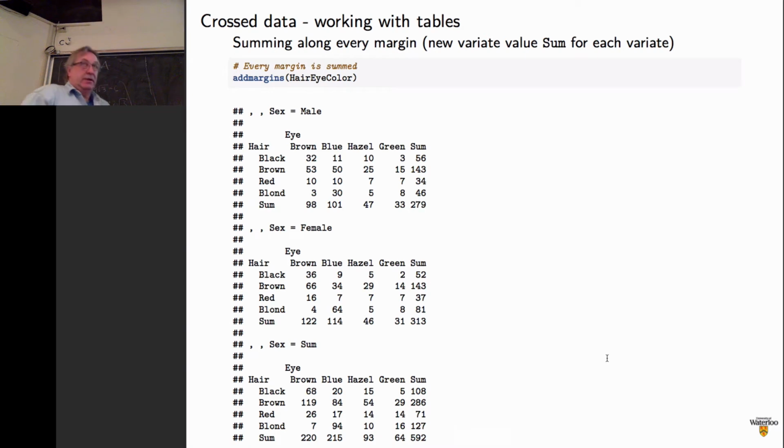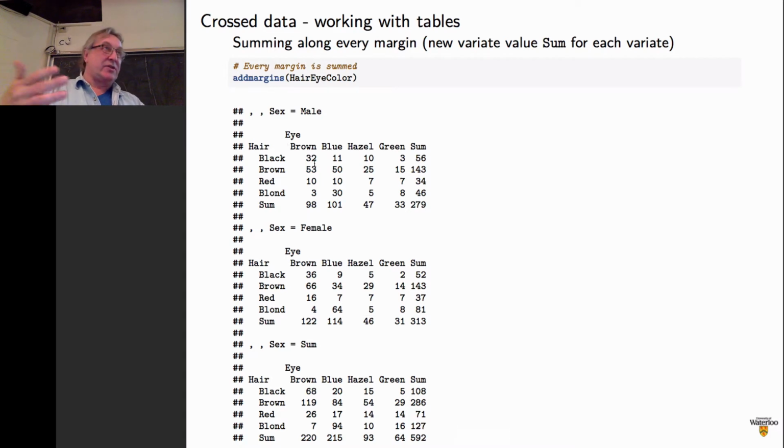When we're doing the table analysis, we sometimes wanted sums. There's an add margins function that you can apply to the table or subsets of the table. So when I add the margins here to this three-way array, what do I have? Well, I still have a three-way array. I've got the hair color, the eye color, and the sex, the 3 different dimensions.